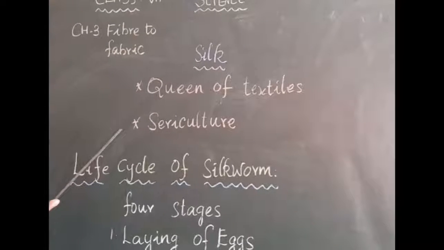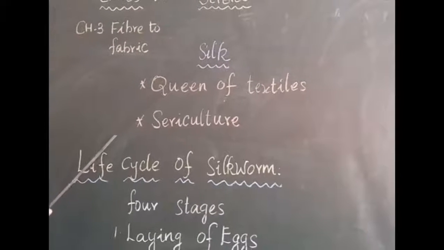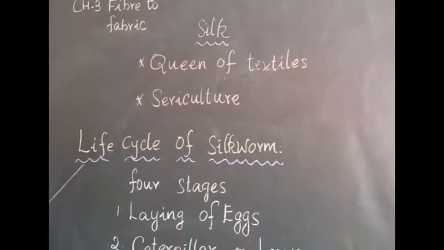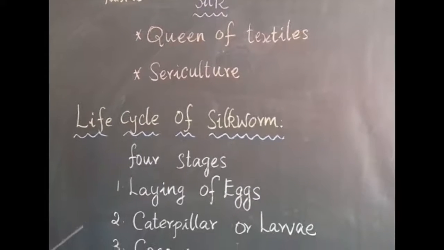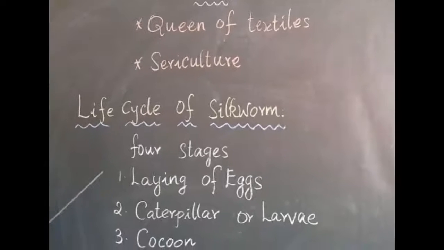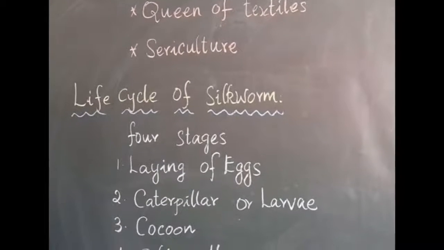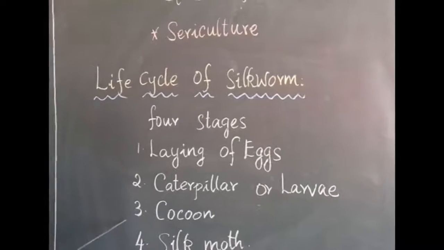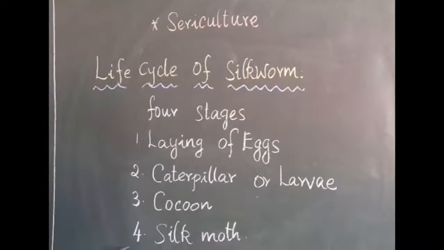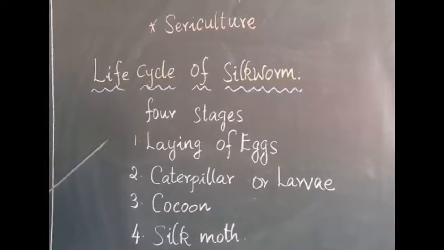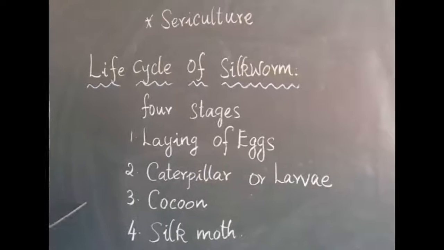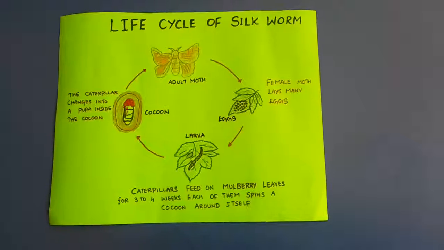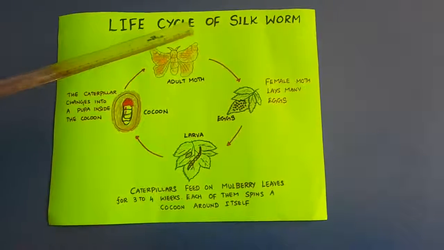So we all know silk is very strong, like an animal fiber. Next we are going to see the life cycle of silkworm. In the life cycle of silkworm, there are actually 4 stages: laying of eggs, caterpillar or larvae, cocoon and silk moth. Next we will study each of these stages in detail. Thank you children.